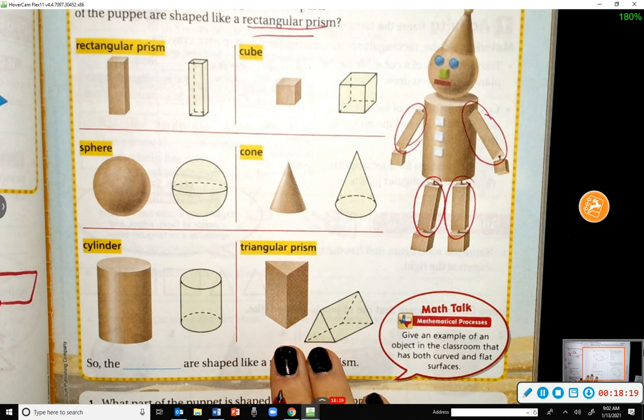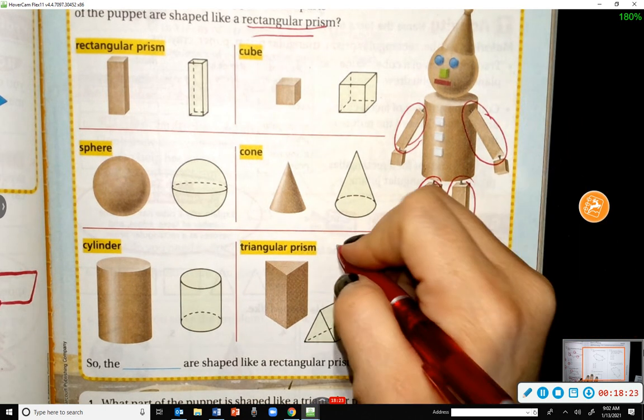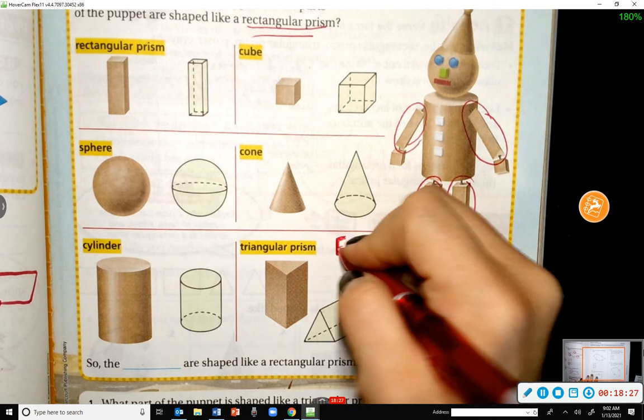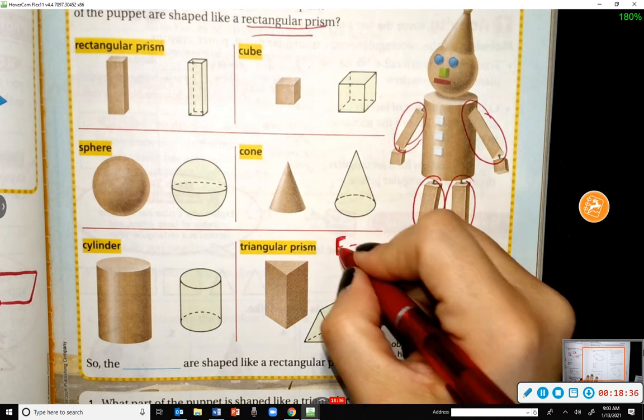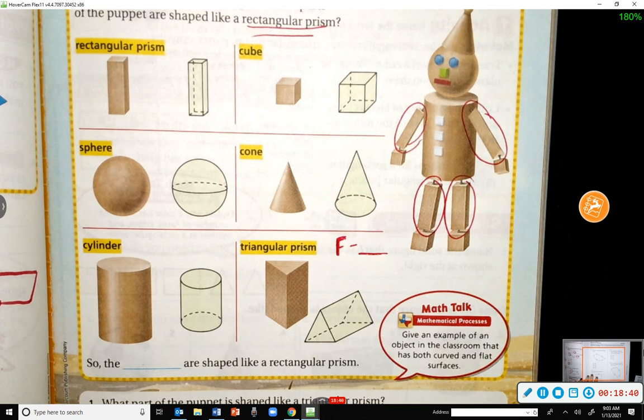Okay? Now let's take our pens or pencils and count the faces of the triangular prism. Faces. It looks like you made an F on it. That is an F. F for face. How many faces?